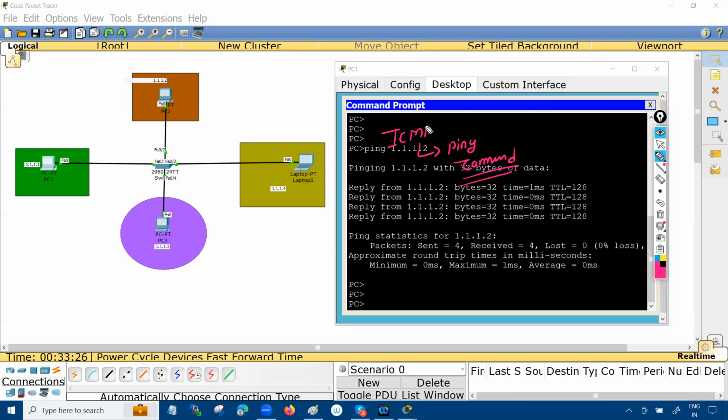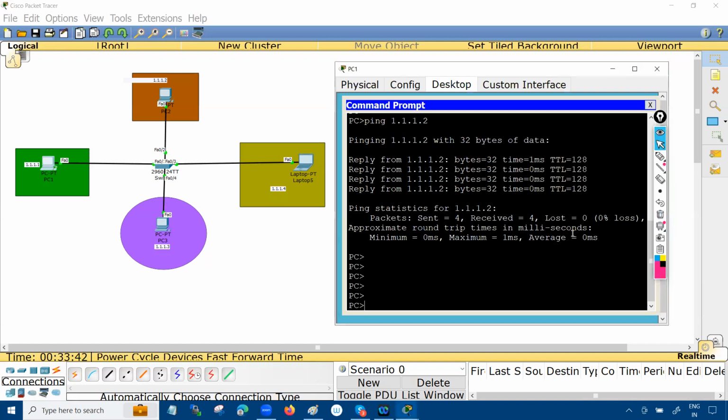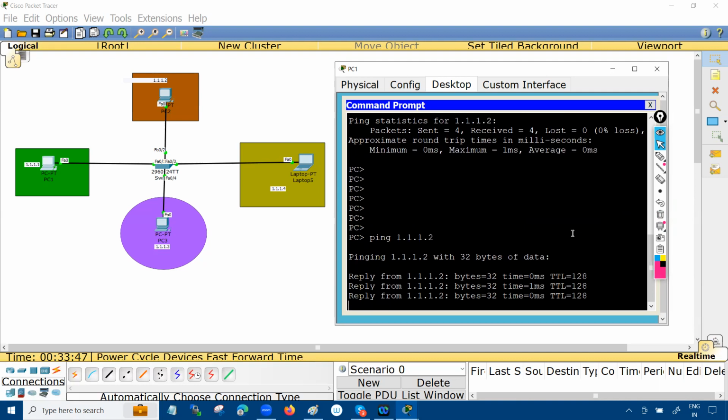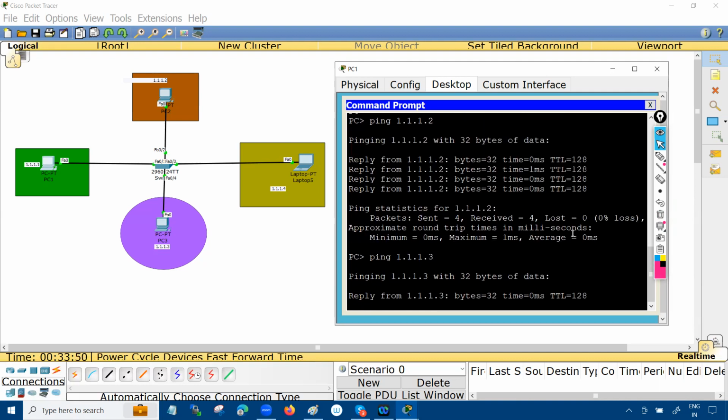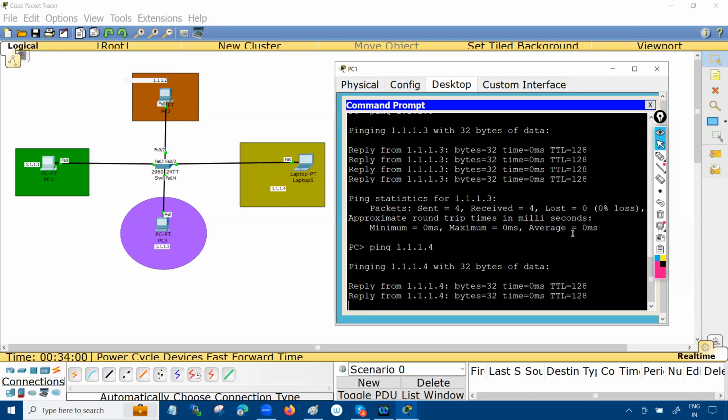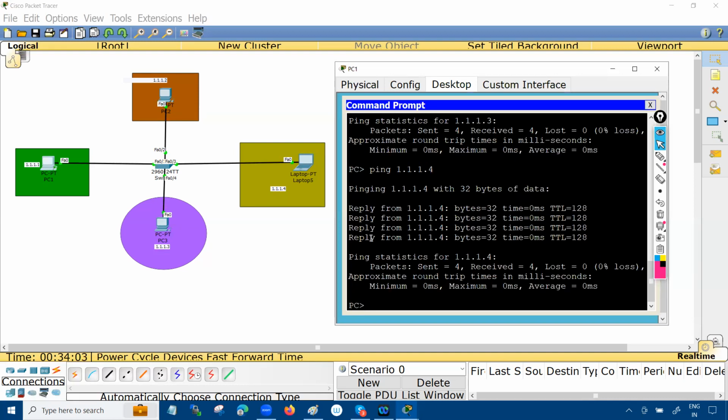ICMP stands for Internet Control Message Protocol. Whenever you want to verify the connectivity between two devices, you can use the ping command. Ping 1.2: I do have connectivity. I can check with 1.3: I do have connectivity. It means that from PC1, I have connectivity with PC2, and from PC1, I have connectivity with PC3. Let's have a look at PC4. That's good. Have a look, the beauty part.